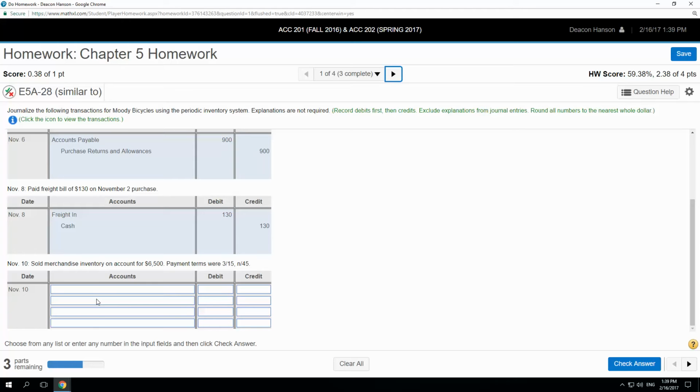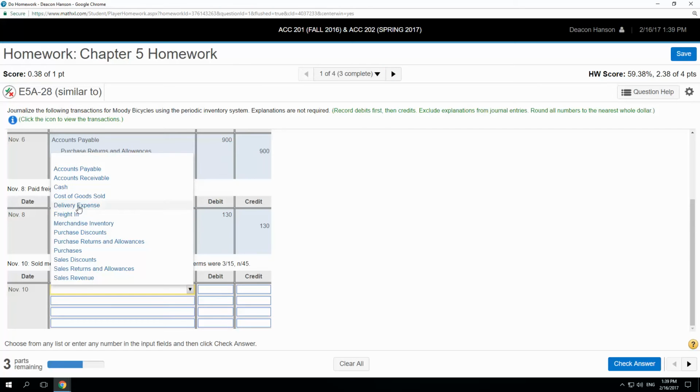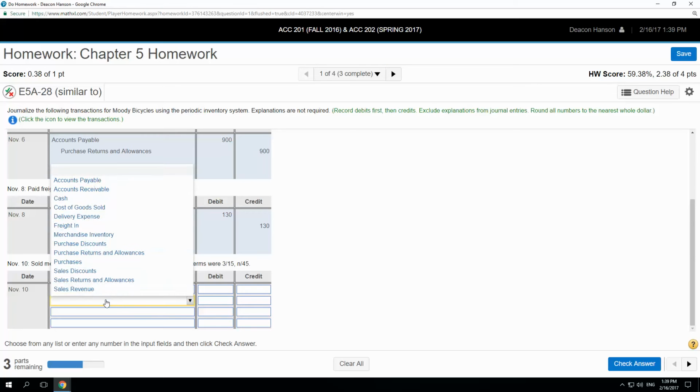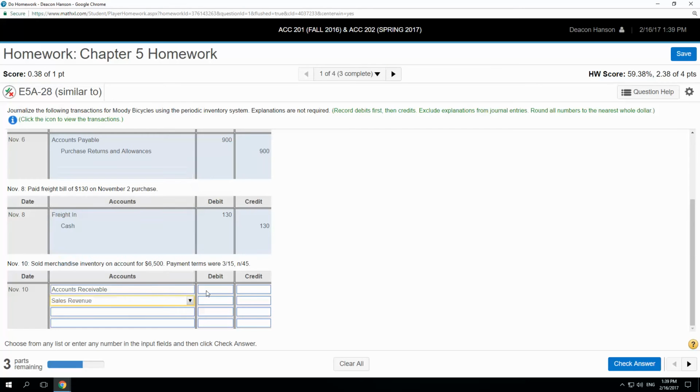Now remember, in perpetual, we're able to recognize cost of goods sold. In the periodic system, we can't make an entry for cost of goods sold. So we're only going to really do half of what we do in perpetual. Okay. So this was on account. It's going to be debit accounts receivable and credit sales revenue. 6,500.